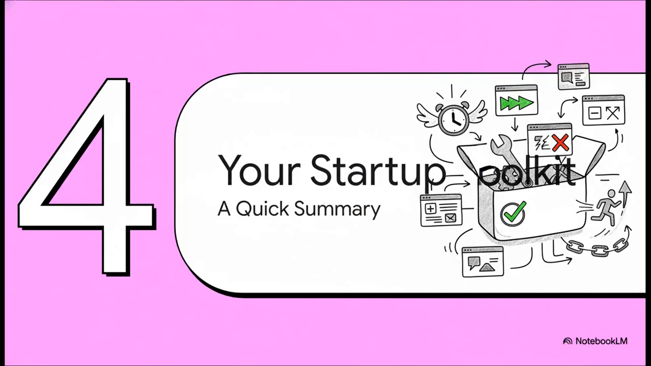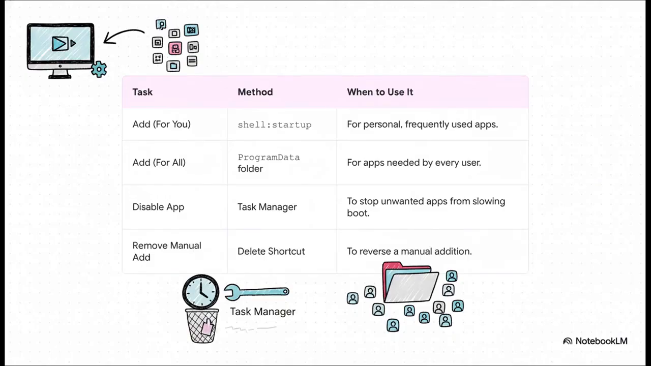All right, we have covered a lot of ground here, from adding programs just for yourself to disabling those annoying unwanted apps. Let's pull it all together into a simple, powerful toolkit you can use anytime you want. So here's your new toolkit, nice and simple. To add an app just for you, use that magic shell:startup command. If you need it for all users, remember to unhide your folders so you can get to the ProgramData path. To disable all those unwanted apps, your best friend is the Task Manager. And to reverse a manual add, just delete the shortcut. 4 simple rules for total control.